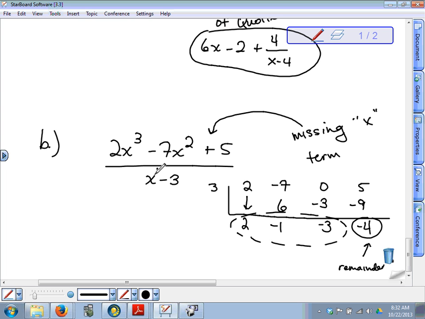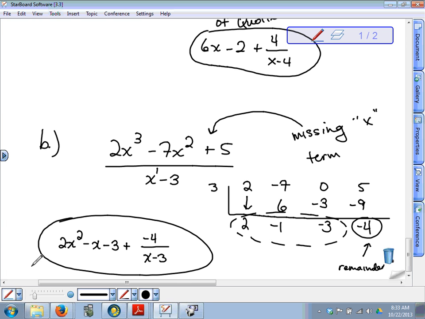Okay? Let me repeat that. We have an x to the third term being divided by an x to the 1 term. So the result, or the quotient, has to be x squared. So the result of this division is 2x squared minus x minus 3 plus negative 4 over x minus 3.